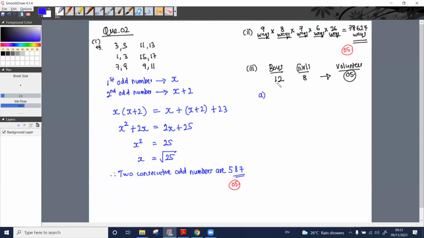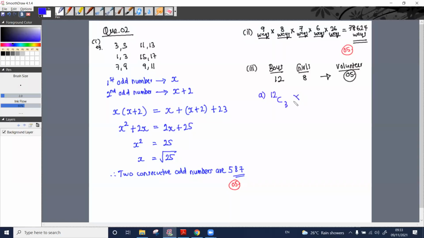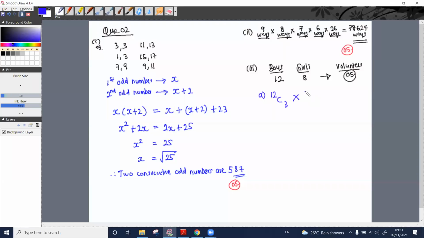3 boys. Are we selecting or arranging? We select 3 out of these 12. So what is it? 12 C 3, because that is a combination. 3 boys and 2 girls. What is the term they have used here? And. And means multiplication. How many girls? 2 girls out of how many? 8. 8 C 2.